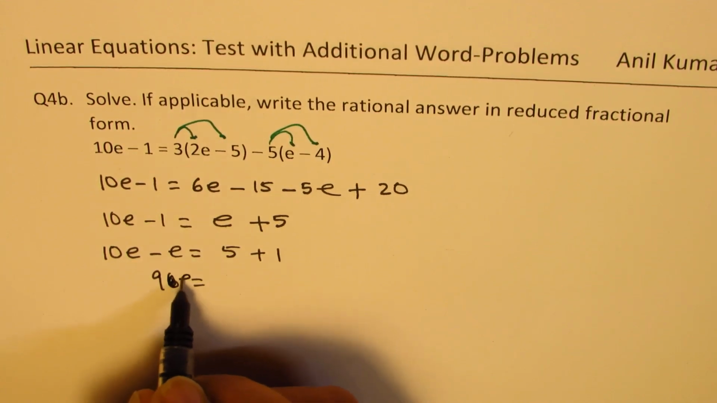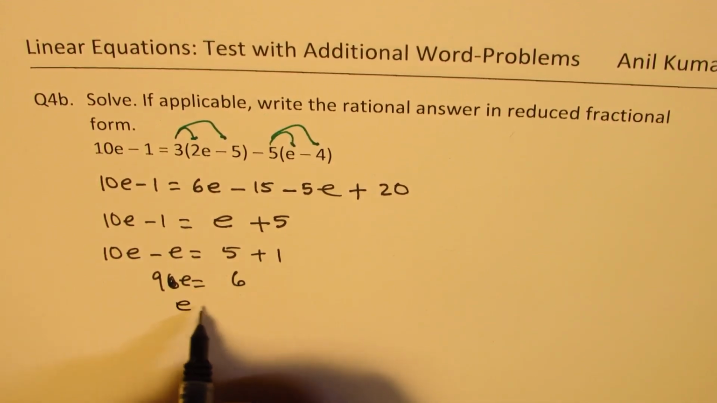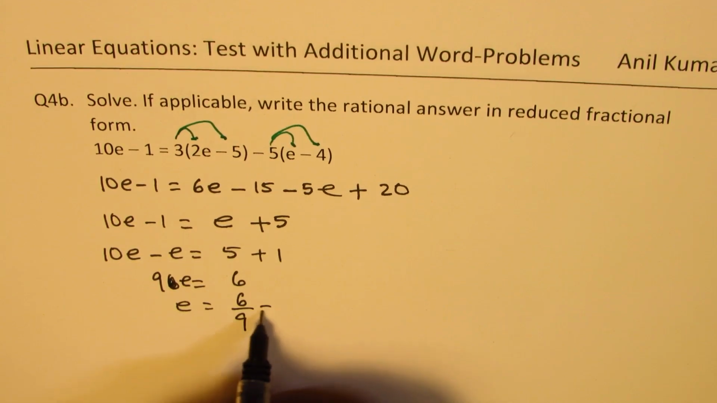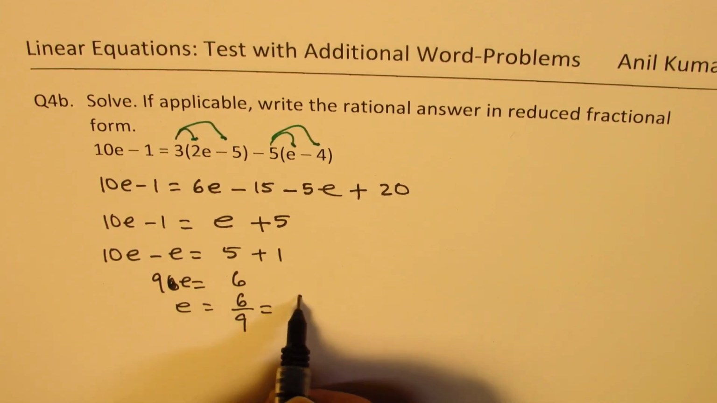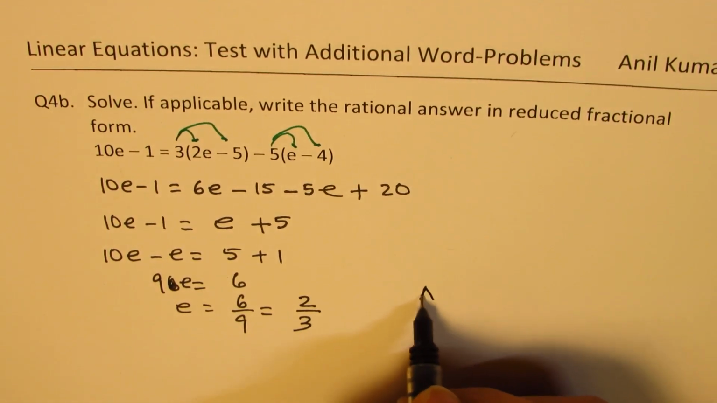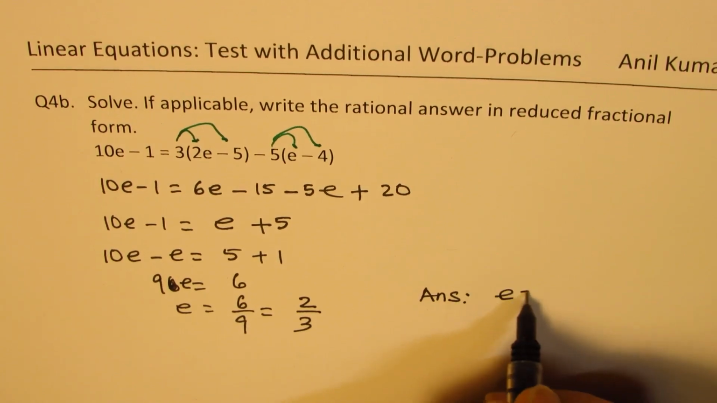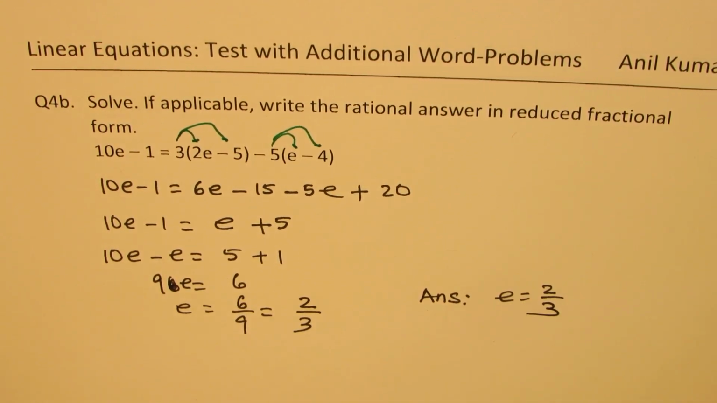So this is e equals to 6 over 9. Dividing both by 3, we get 2 over 3, right? So we have our answer, which is e equals to 2 over 3. Clear?